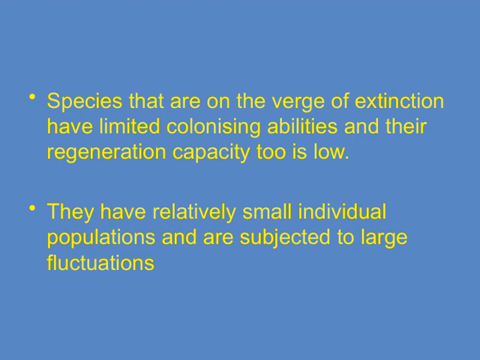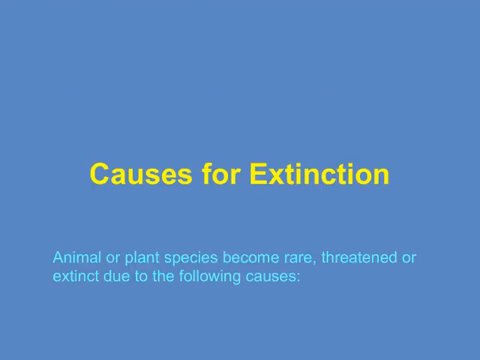You'll notice that these species usually have relatively small individual populations, which makes them more vulnerable to disturbances. Because their numbers are low, they tend to experience large fluctuations in population size, sometimes booming, but often crashing. This combination of limited colonization, low regeneration capacity, and fluctuating populations really underscores how fragile these species are. It also ties into the broader theme of our presentation, the importance of understanding these vulnerabilities if we want to develop effective conservation strategies.